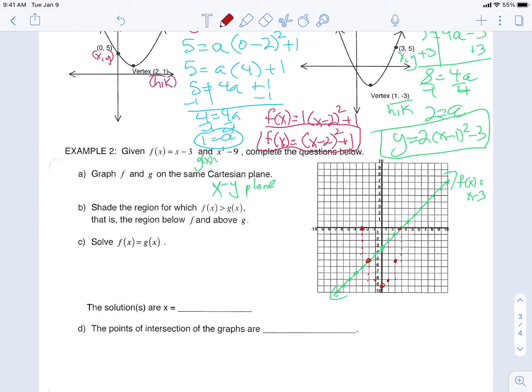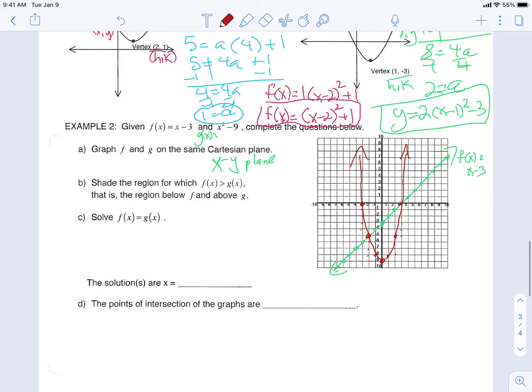Okay, and here's what this one looks like. Okay, so now solve f of x equals g of x. Well, there's two ways you could do this. If you were really careful with your graph, first here, shade the region for where f of x is greater than g of x. That is the region below f and above g. That's right here.